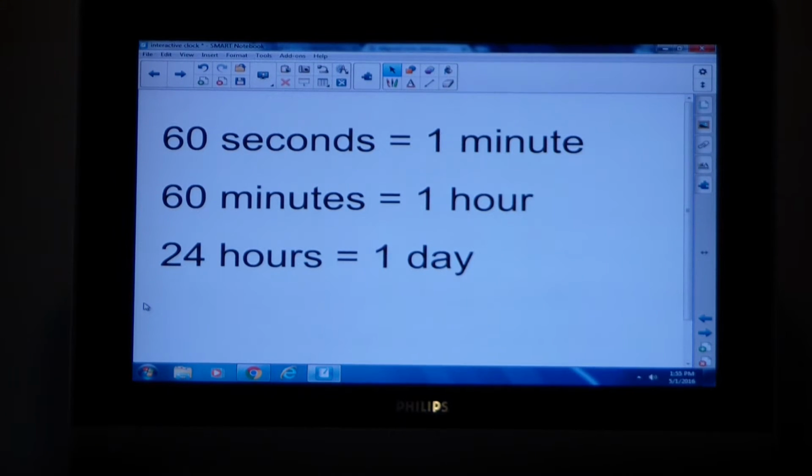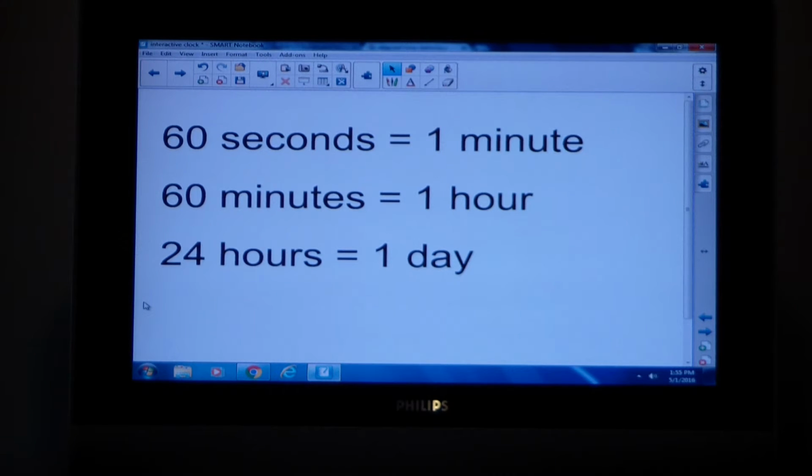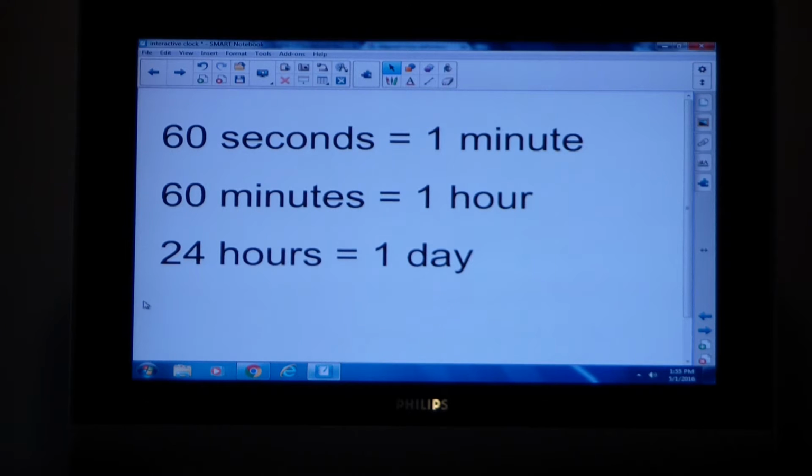Okay guys, we are going to begin our unit on elapsed time. As you can see, I have presented for you a little bit of a review right here where we've got what increments of time equal. So you know that from last year that 60 seconds is equal to a minute. You know that 60 minutes is an hour. And you know that there are 24 hours in a day.